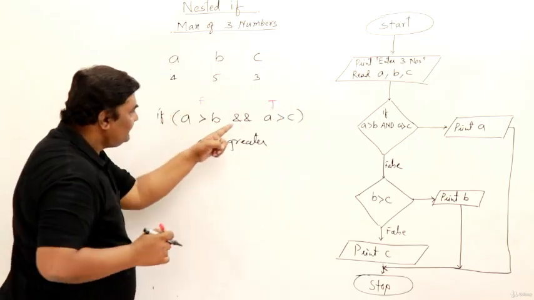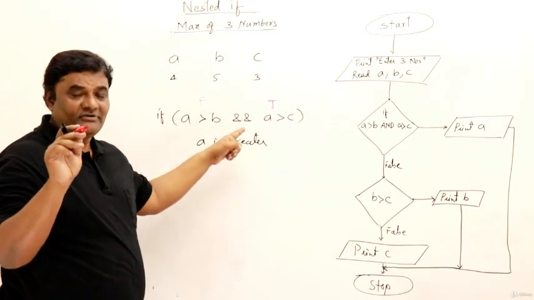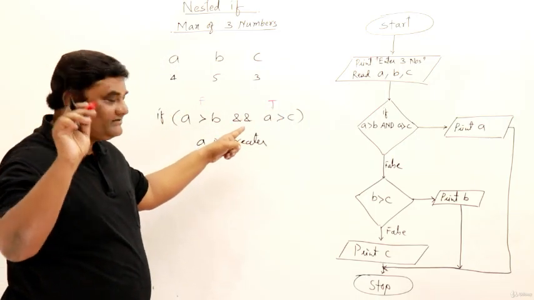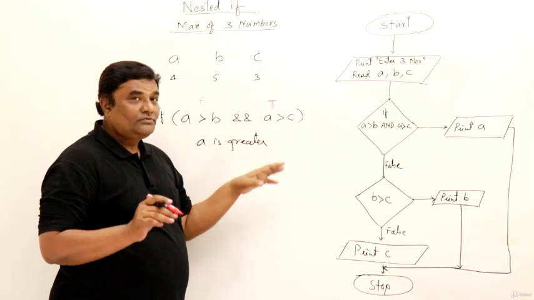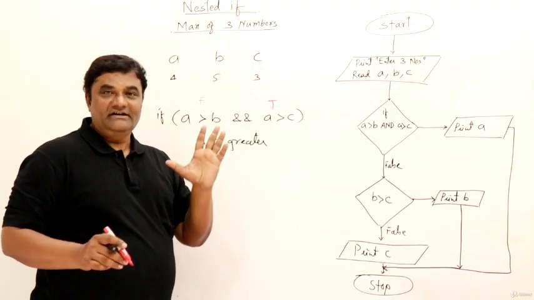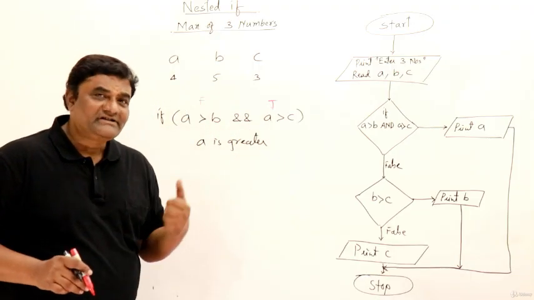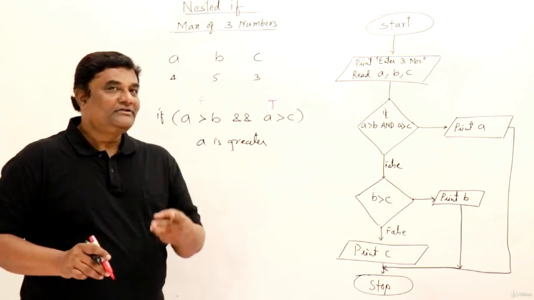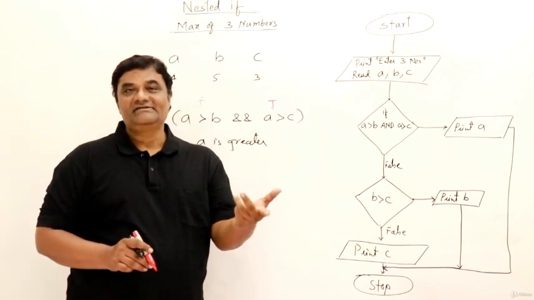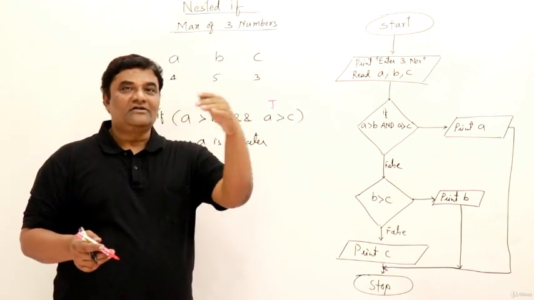Then what is the result of AND? We have learned about this in logical operators. So false and true is false. So A is not greater. Then who is greater? If A is not greater, then two are remaining. Who are those? B and C. So either B is greater or C is greater.